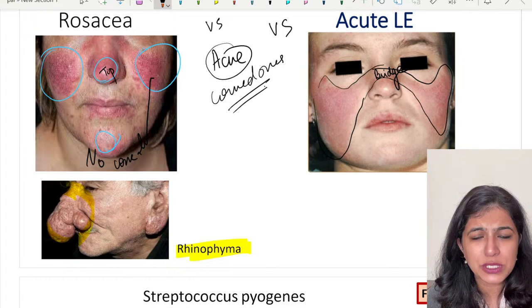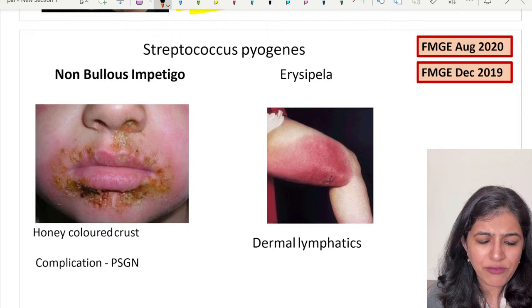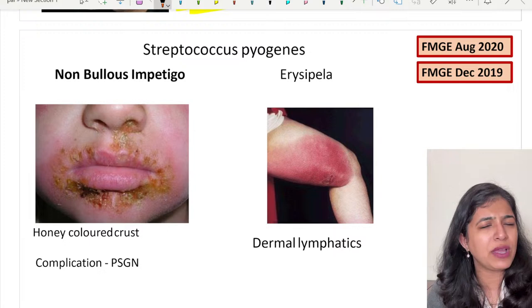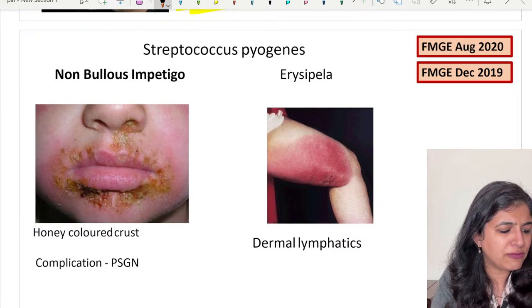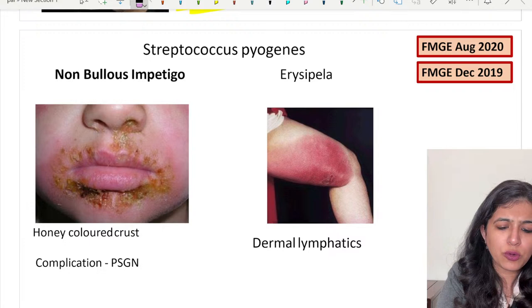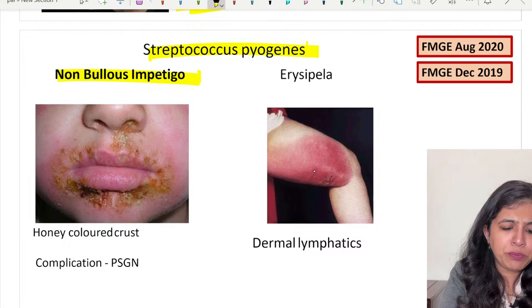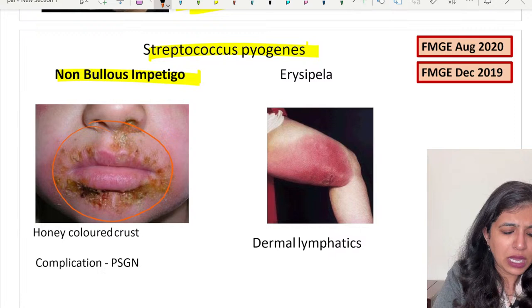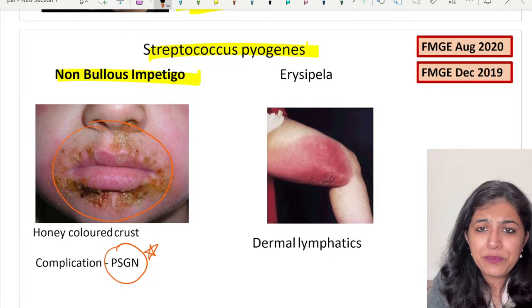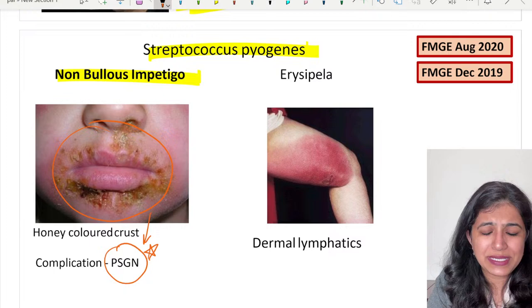Now coming to some important infections, non-bullous impetigo has always been a favorite of the FMG exam. It used to be a very often asked image-based question till about 2020. After that, not so much. It is caused by Streptococcus pyogenes, group A streptococcal bacteria, with beautiful golden yellow honey-colored crusting, especially on the face. An important remote complication is PSGN. In the 2020 exam, they gave this image and asked what is the remote complication? The remote complication is PSGN.